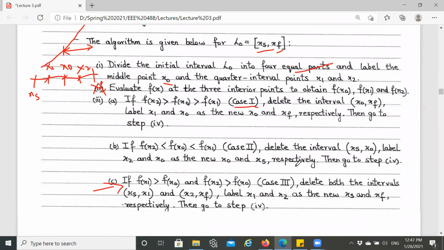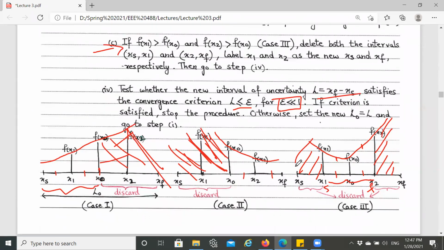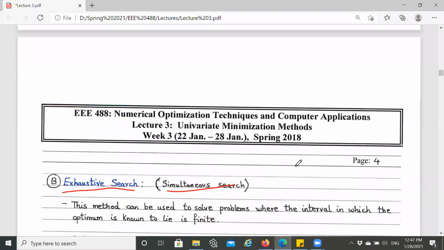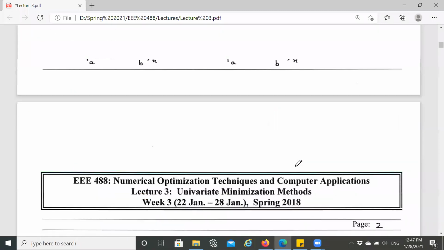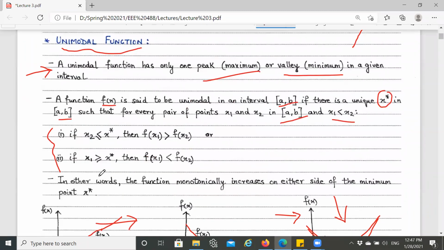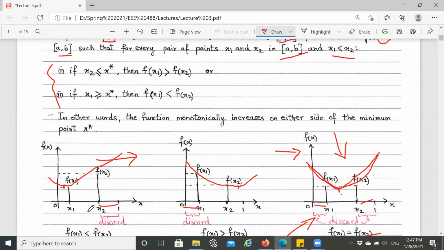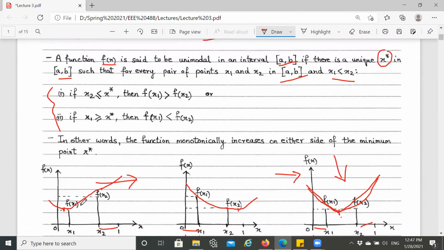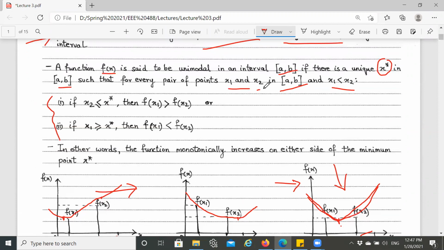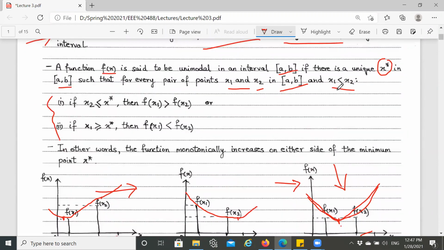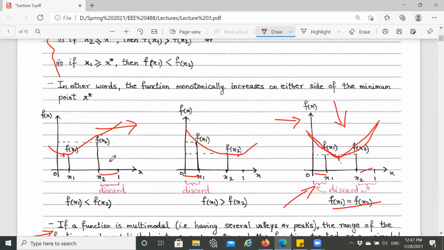Sorry, Professor. Could you please remind us, how do we know that the function is unimodal? Well, we go back to this definition. If these conditions hold, this is the definition of a unimodal function. So if there exists some x star, and for any 2 points x1 and x2 within some interval, where x1 is always less than x2, this is a very important condition, okay?